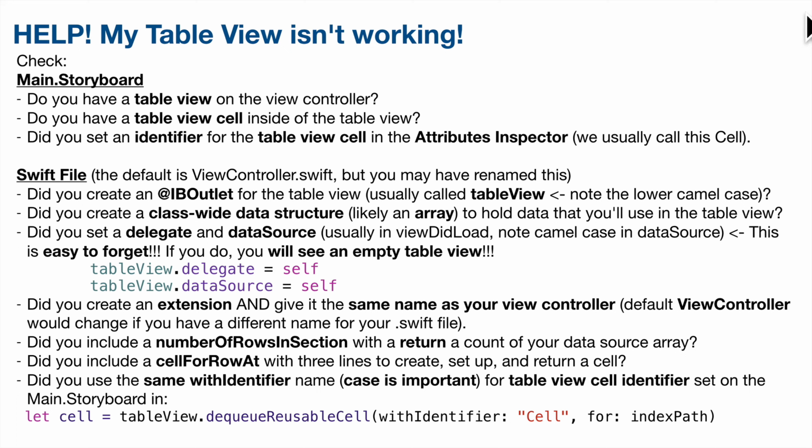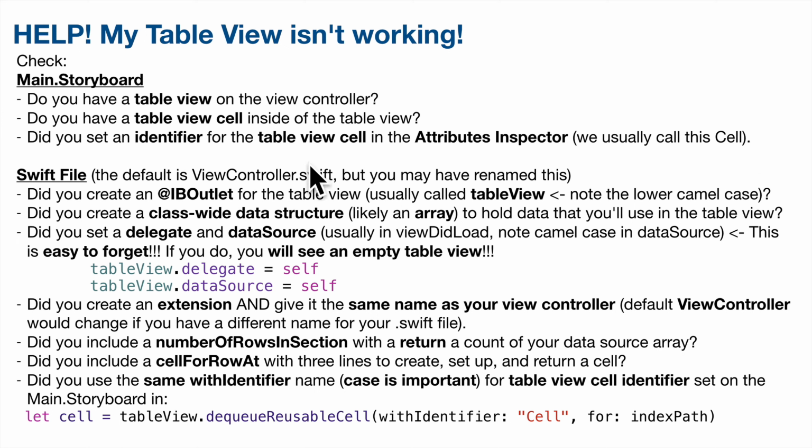So I'd say well over 90% of the students that come to office hours and say, hey, my table view doesn't work. Can you help me out? It's one of the problems that you see here. So you want to check on the main storyboard. Do you have a table view in your view controller? Do you have a table view cell? Did you set the identifier for the table view cell in the attributes inspector? We usually call it cell.